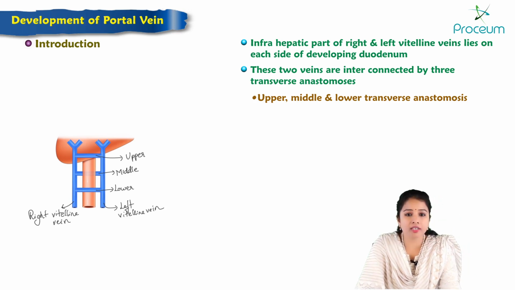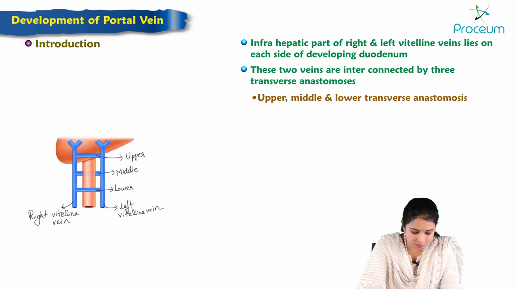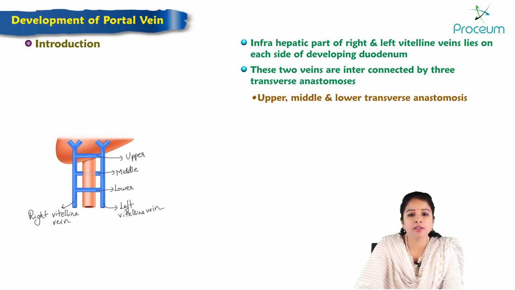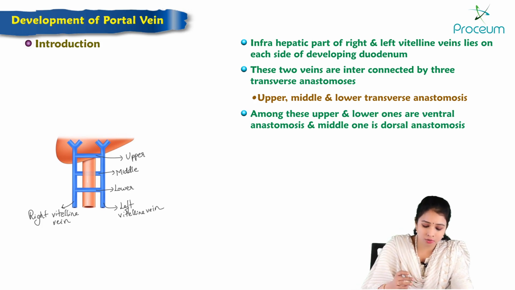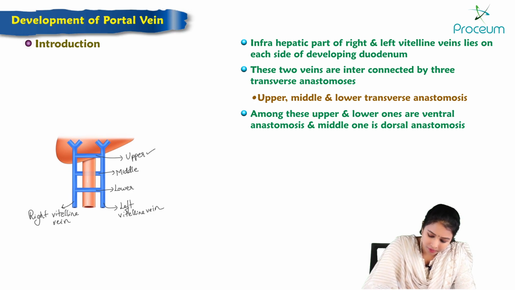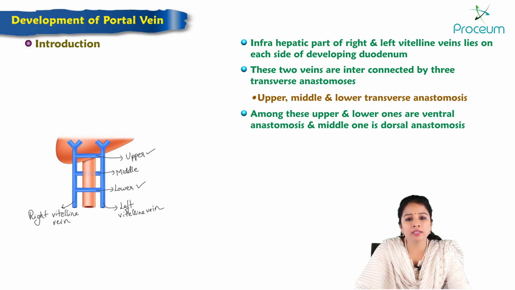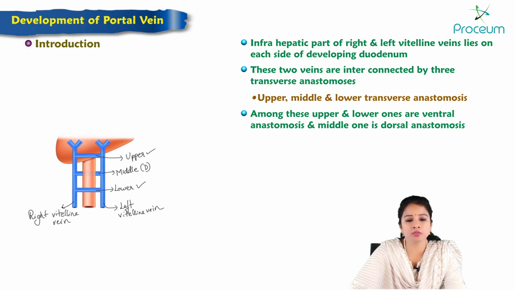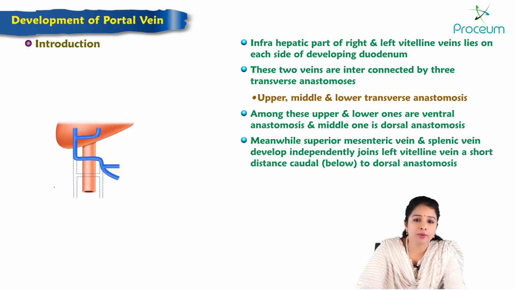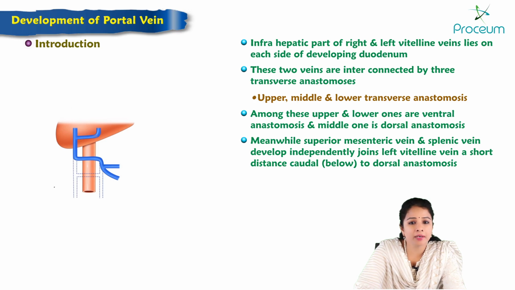So we can see the three anastomoses, upper, middle and lower, connecting the right and left vitelline veins. Among these, the upper and lower ones are ventral anastomoses, so they lie ventral to the duodenum, and the middle one is the dorsal anastomosis, which lies dorsal to the developing duodenum. Meanwhile, the superior mesenteric vein and splenic vein develop independently and join with the left vitelline vein.